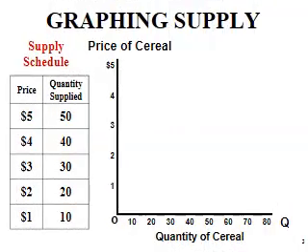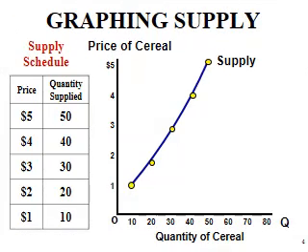We'll look at what the supply curve would look like. So now let's go ahead and look at the direct relationship. We're going to use the same example that we used with demand, the market for cereal. And so you can see your supply schedule on the left hand side, and then you would go ahead and plot this out, and you would see an upward sloping line.